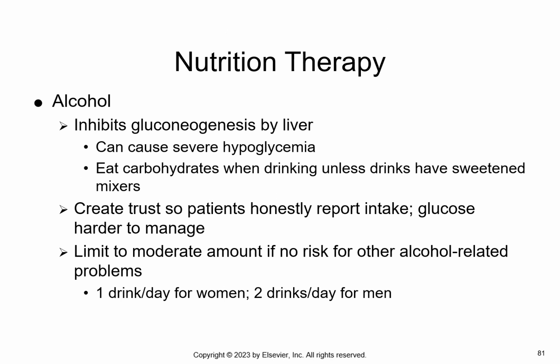In terms of alcohol, alcohol inhibits gluconeogenesis by the liver. This can cause severe hypoglycemia in people who take insulin or OAs that increase insulin secretion. Alcohol use can make diabetes mellitus hard to manage. Create a trusting environment in which patients feel comfortable talking openly about their alcohol use. Moderate alcohol use can be safely included in a meal plan if the person monitors their glucose and is not at risk for other alcohol-related problems.